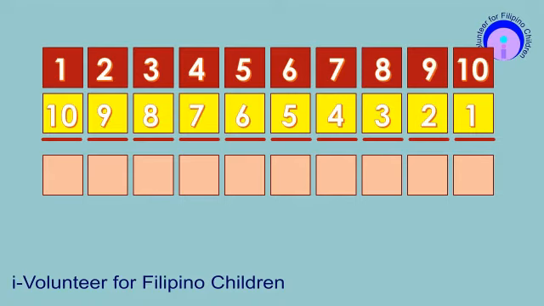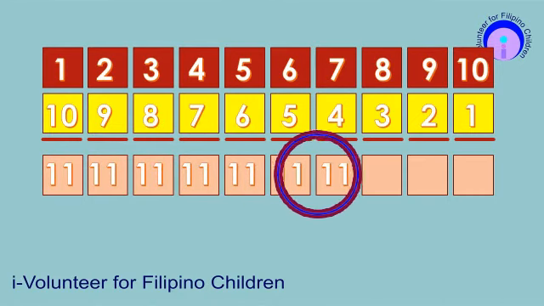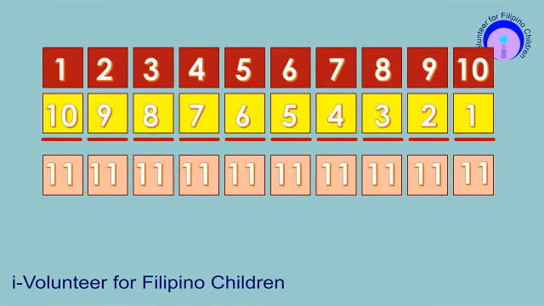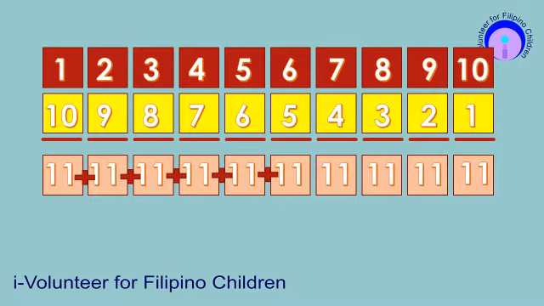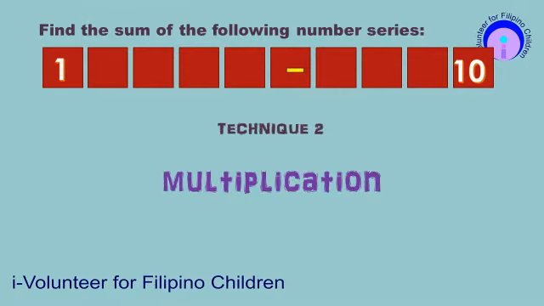Now, we will add the first and the last term. The sum is 11. Next step is to add all these 11s. The next step is to divide the sum by 2. It is 55. Now let's discuss technique 2 using multiplication.